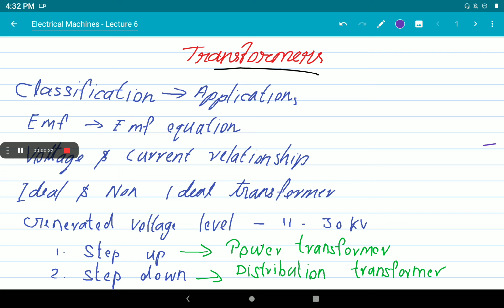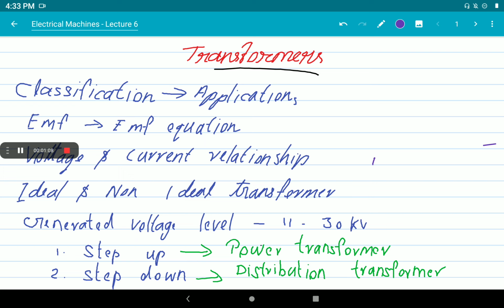So a transformer is used for transforming electrical energy from one circuit to another circuit, but the frequency will always be constant. Without any change in frequency, it transforms energy from one circuit to another, and it changes the voltage from high to low or low to high. A high voltage level is changed into a low voltage level. If the voltage is increased, then correspondingly the current will be decreased. So there will be a corresponding increase or decrease in current.